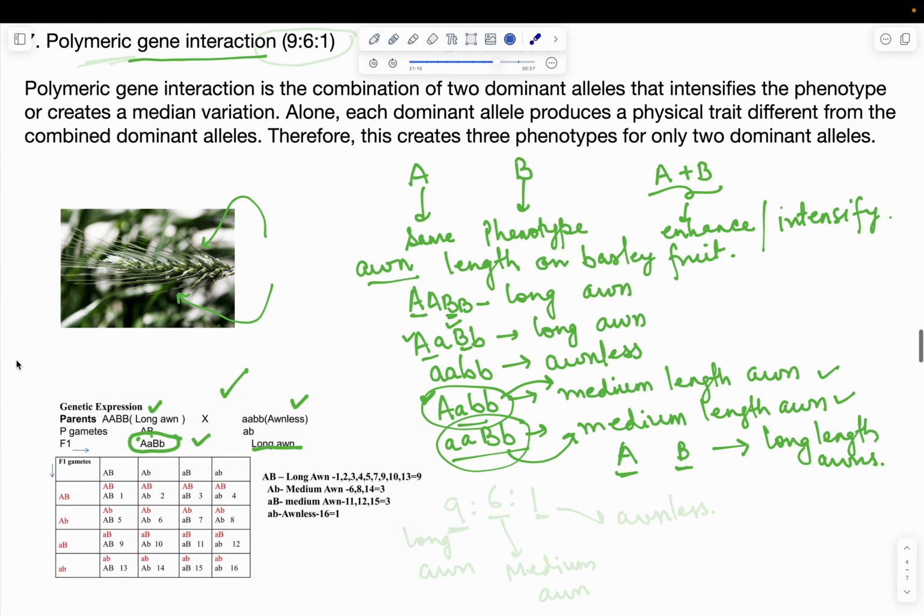When selfing was done, the plants were found to be in a ratio of 9:6:1. 9 were having long awn, 6 were having medium awn, and 1 was showing to be awnless. So this is how, due to this polymeric gene interaction, the ratio was modified to 9:6:1, which was expected to be 9:3:3:1.